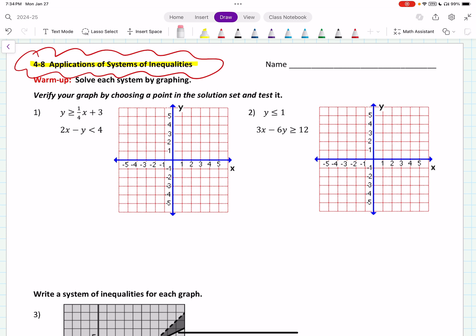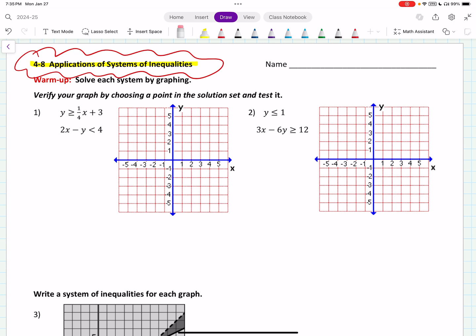We are going over some applications of systems of inequalities and throwing in some review while we're at it. So let's get right into it. Okay, we want to solve each system by graphing. All right, we got a graph.